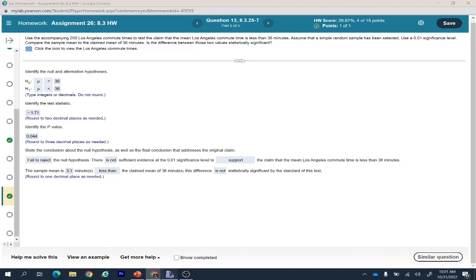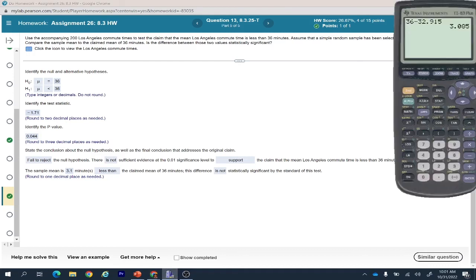As you compare your answer, you just subtract. It's 3.1 minutes less than the claimed mean of 36 minutes. This difference is not statistically significant because it is within the range of 2 times the standard deviation.